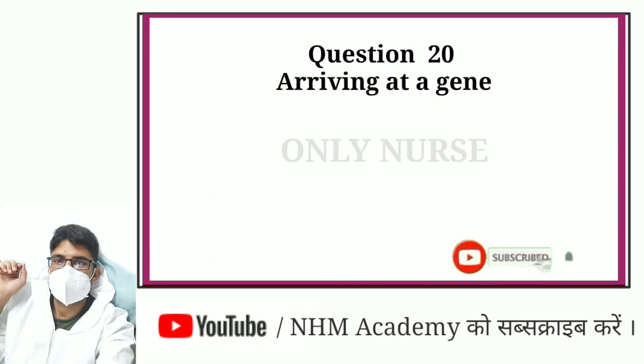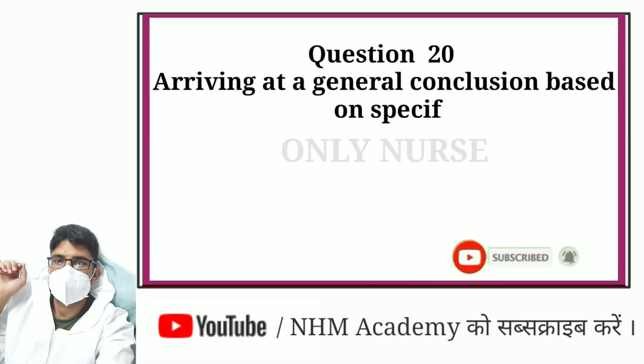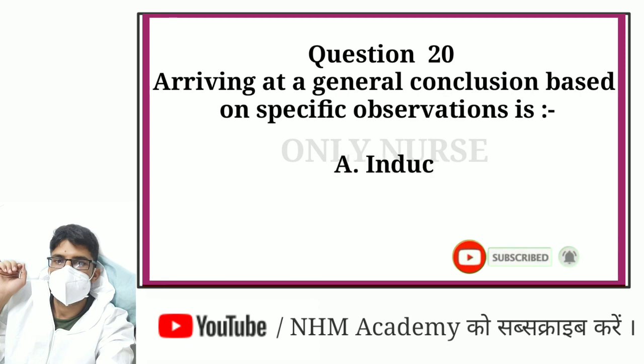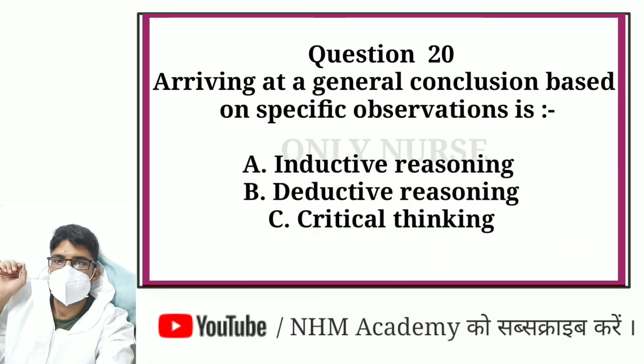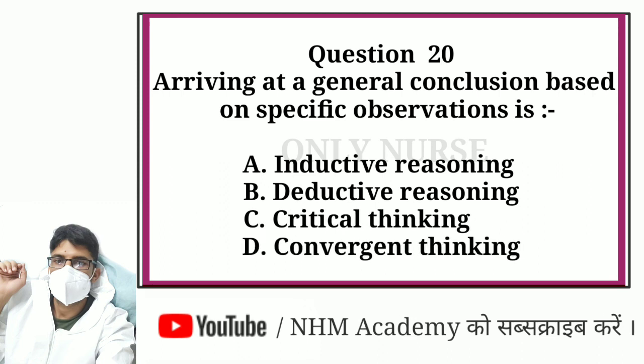Question 20. Arriving at a general conclusion based on specific observations is. Options: A. Inductive reasoning. B. Deductive reasoning. C. Critical thinking. D. Convergent thinking. Right answer of this question is option A. Inductive reasoning.